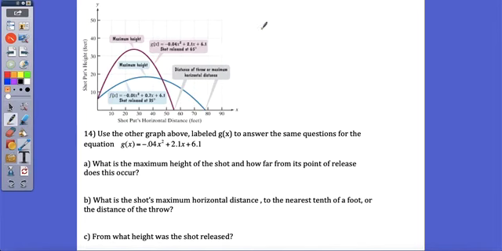Quadratic parabola word problem. So here we're going to use, so what this models here, if you look at the graph, is it models the flight path of a shot put.